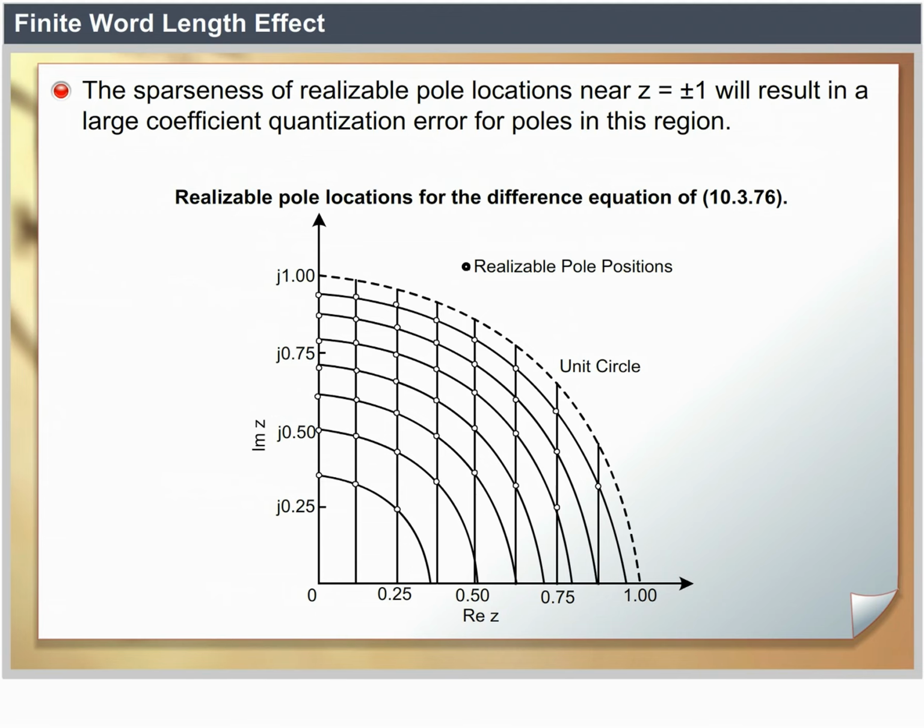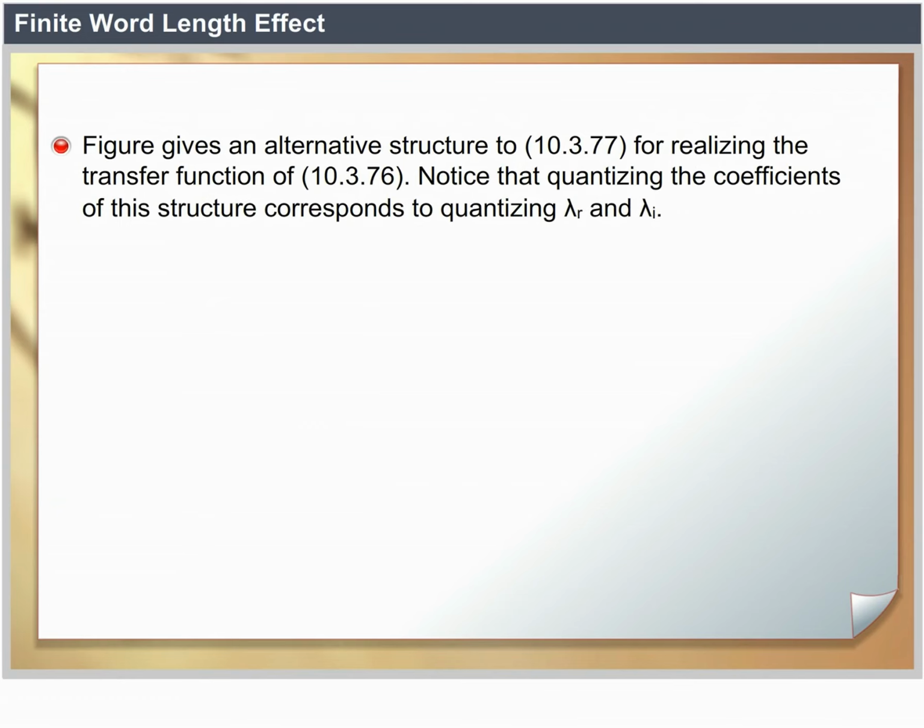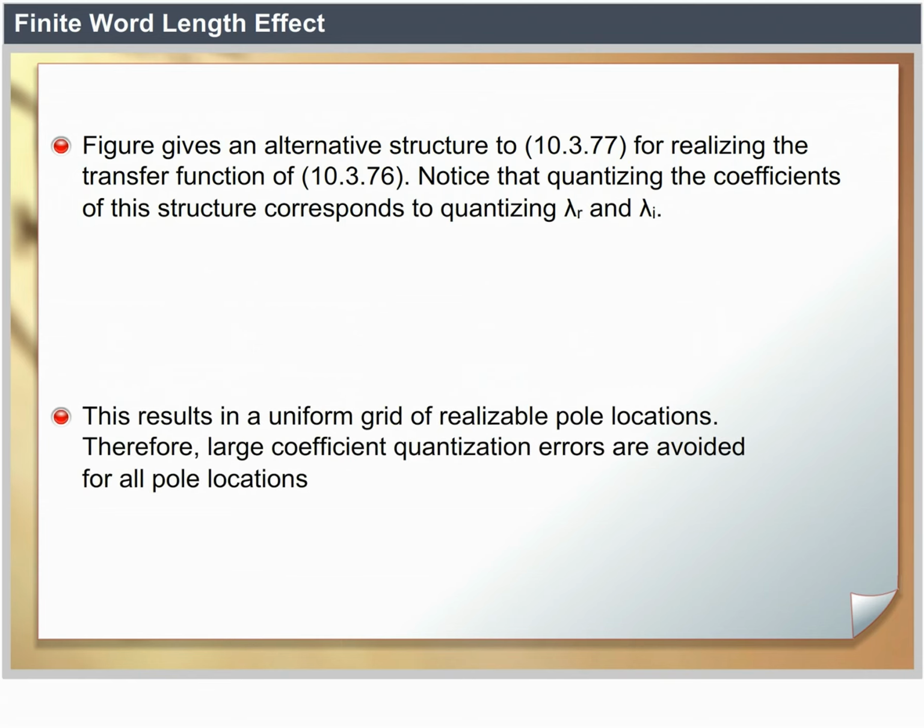The figure gives an alternative structure to 10.3.77 for realizing the transfer function of 10.3.76. Notice that quantizing the coefficients of the structure corresponds to quantizing λ_R and λ_I. This results in a uniform grid of realizable pole locations. Therefore, large coefficient quantization errors are avoided for all pole locations.